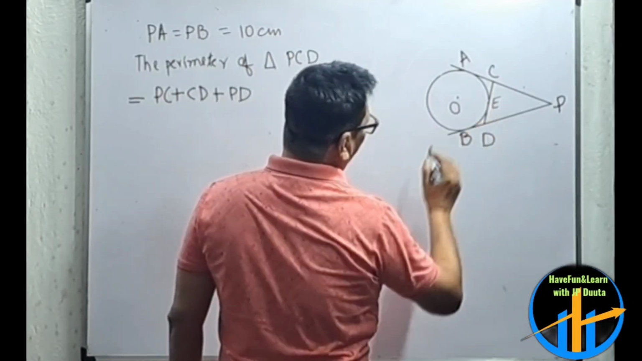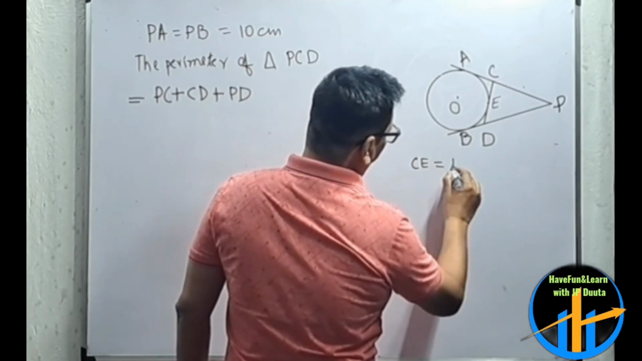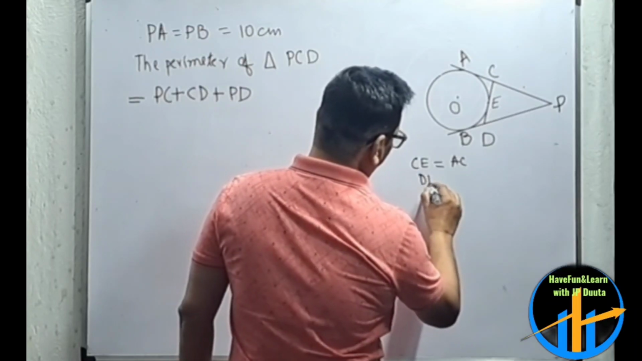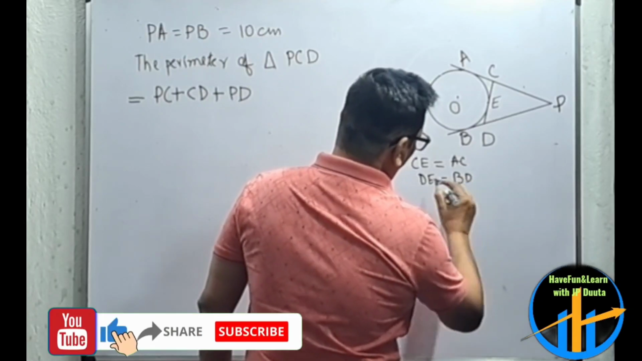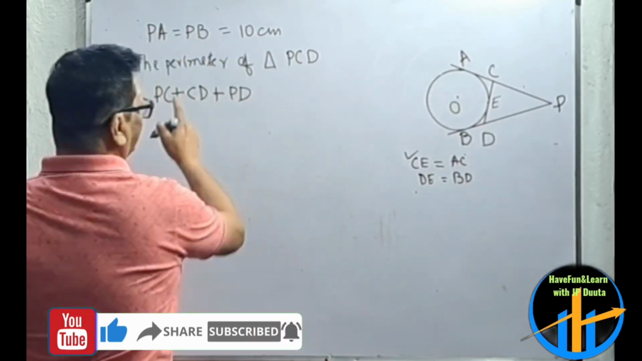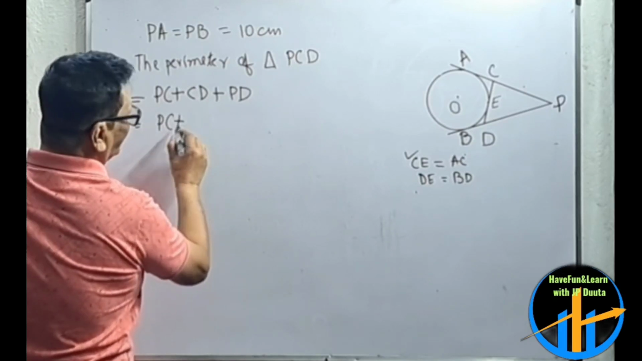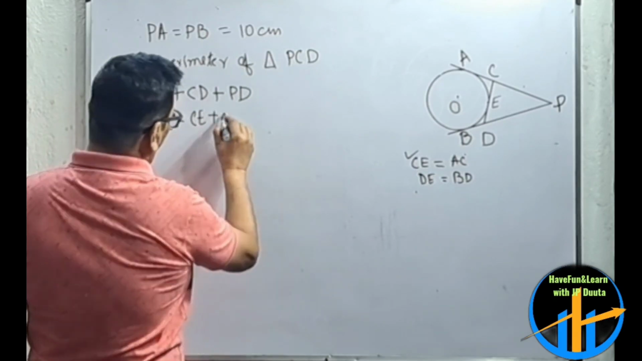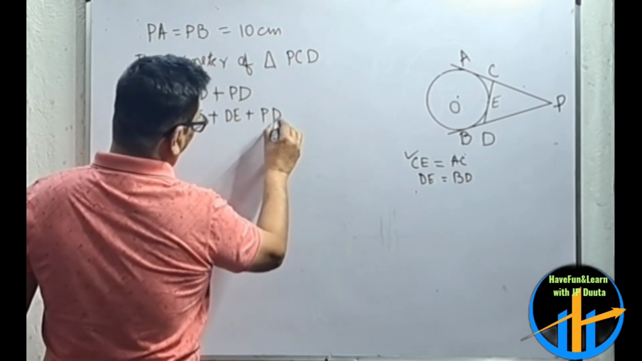See, E is a tangent point. So here CE is equal to AC. Correct? And DE is equal to BD. We can replace CE by AC and DE by BD. So we break this up. It is equal to PC plus CE plus DE plus PD. Correct?